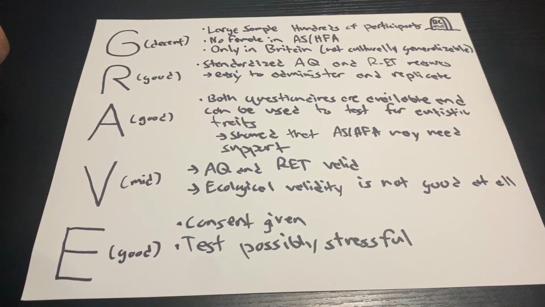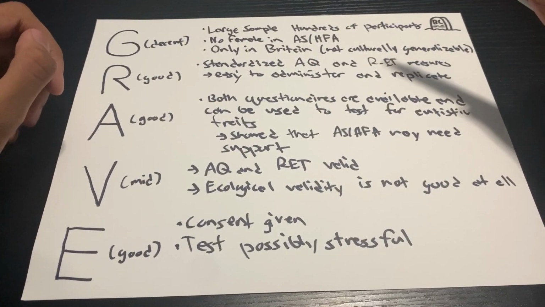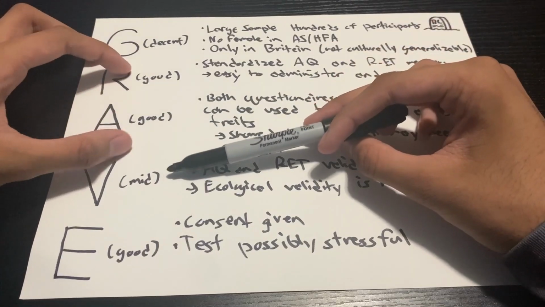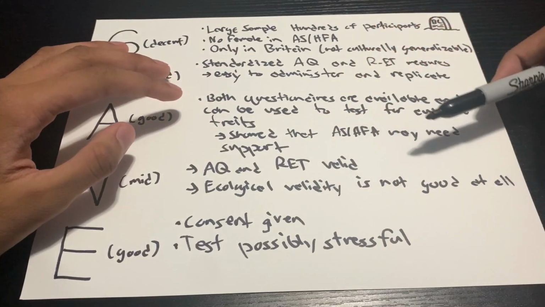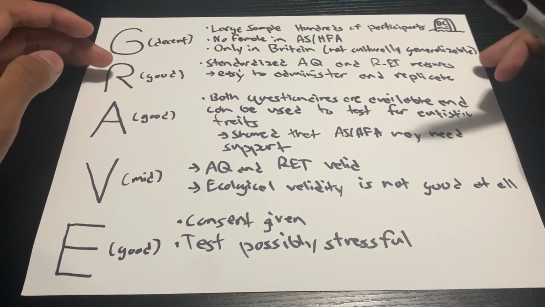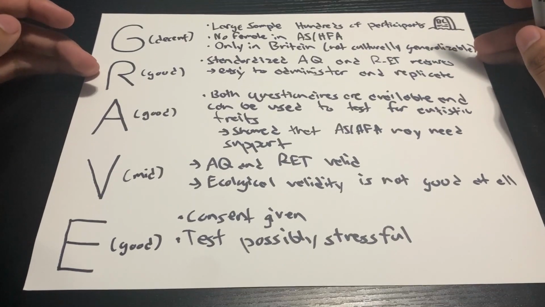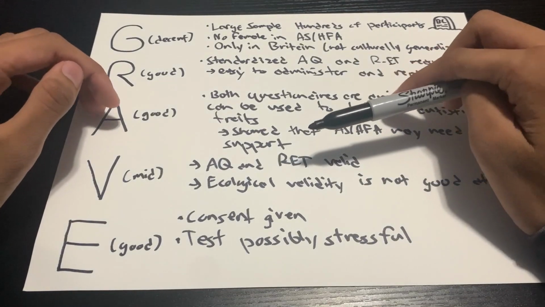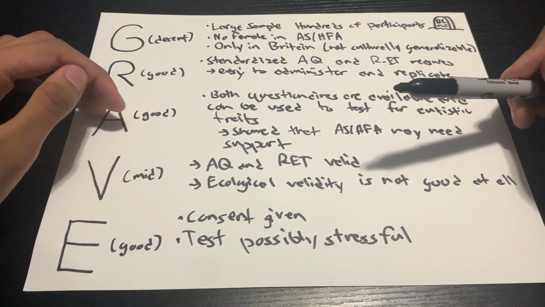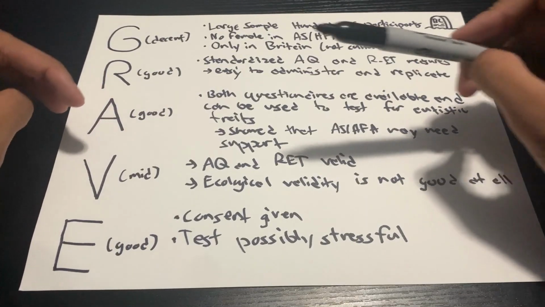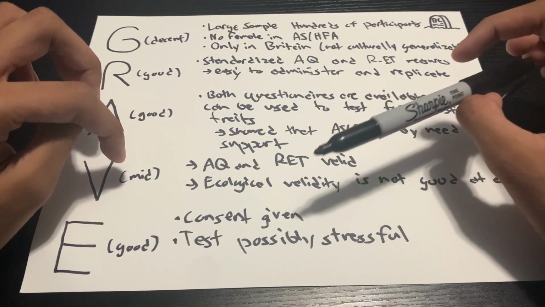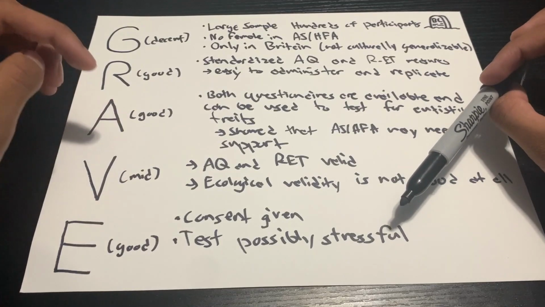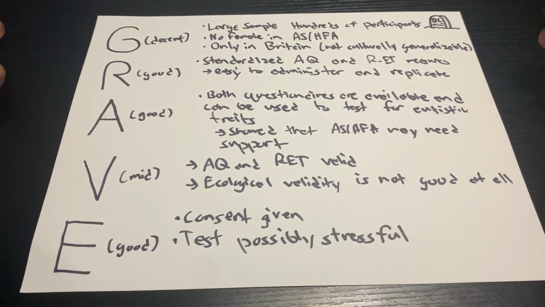Validity was probably the worst part about this study, and it was because of the ecological validity, because once again the tests don't represent a real interaction in real life. But the AQ and the RET were still pretty valid in what they were trying to measure, so it is middle of the road. For ethics, it was pretty good because consent was given, and the test could have possibly been stressful, but in reality it wasn't really that stressful. Overall, this study was very, very strong.